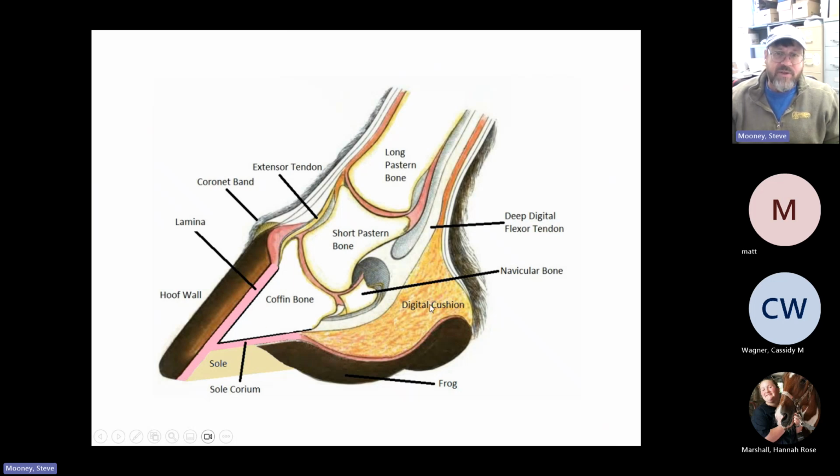We're also dealing with a digital cushion in here, back in the frog area, that's going to help that animal absorb shocks and hopefully help that animal walk a little easier. So that digital cushion is made up of fat. So as our animals get too skinny, this digital cushion can be something that disappears.